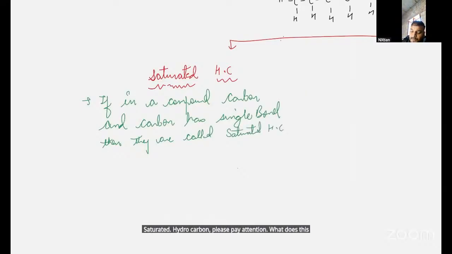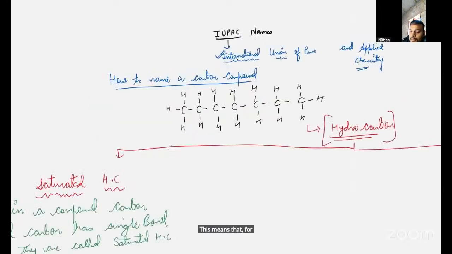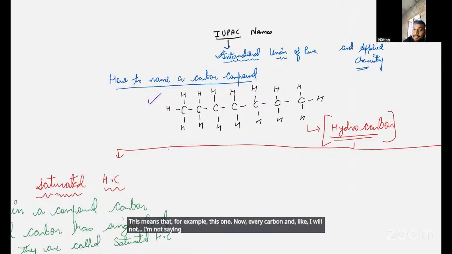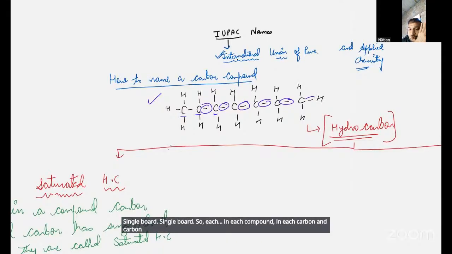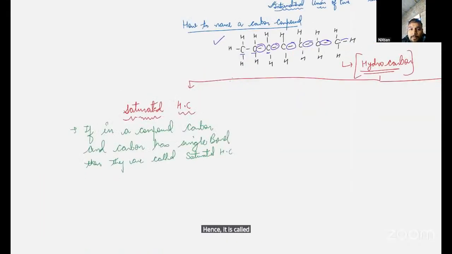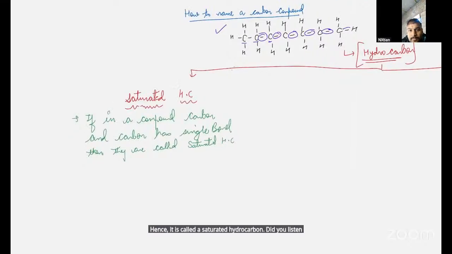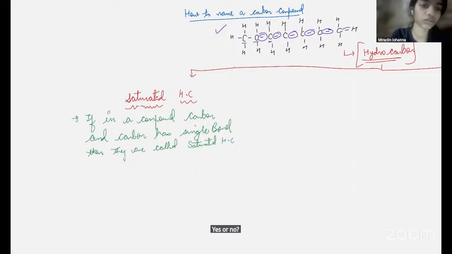Now, everyone, please pay attention. What does this mean? For example, this one. I'm not saying any other thing, not carbon-hydrogen, nor carbon-oxygen. I am only saying carbon and carbon. This carbon and this carbon has only 1 line, denoting single bond. This carbon also has 1 line, single bond, single bond. So in this compound, each carbon and carbon bond is single bond. Hence, it is called a saturated hydrocarbon. Did you understand?